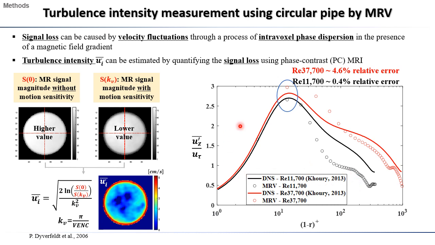Additionally, Kv is flow sensitivity in this formula, calculated as pi divided by Venc. Venc is a parameter that we directly set before conducting the MRV experiments. In the case of Reynolds number of 11,700, a lower relative error can be achieved between MRV and DNS data at the center region of the circular pipe by setting a higher Venc value.